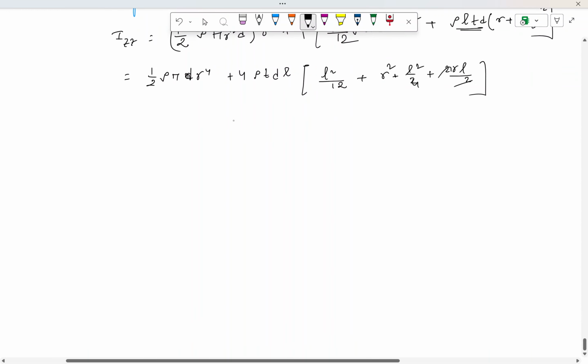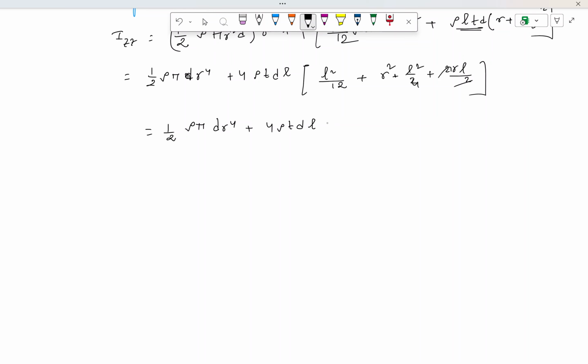Okay, so what we are getting is half rho pi d r to the power 4 plus 4 rho t dl, l squared by 12 plus, I think this is r squared plus l squared by 4. So r squared plus l squared by 4 plus l squared by 12 plus rl. So further simplifying, half rho pi r to the power 4 d plus 4 rho l td.